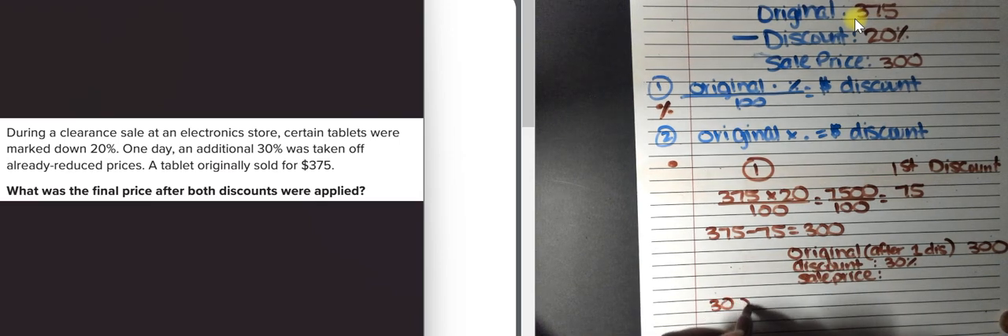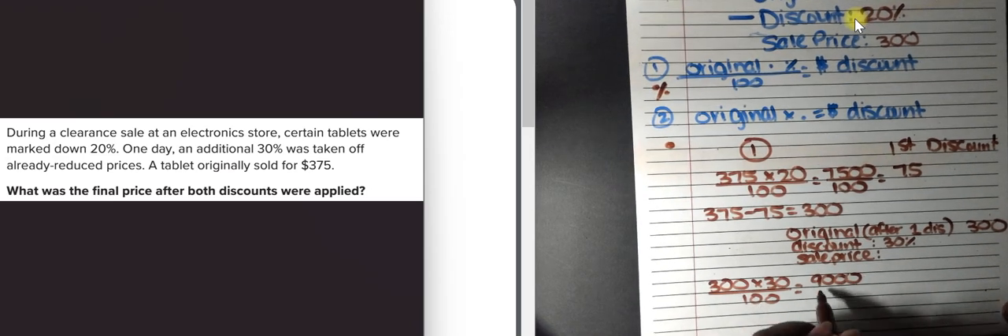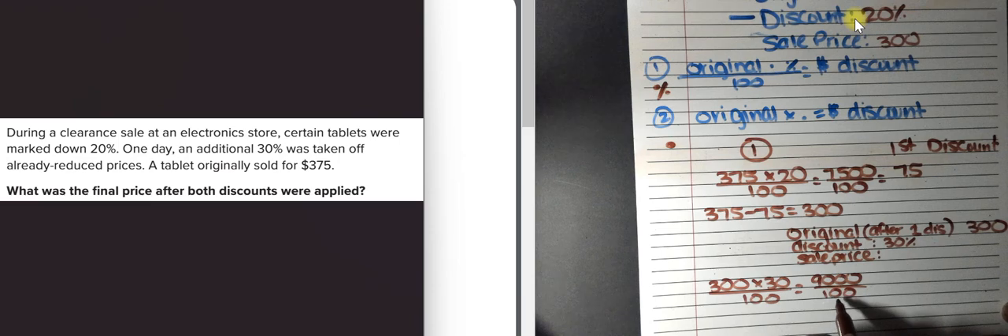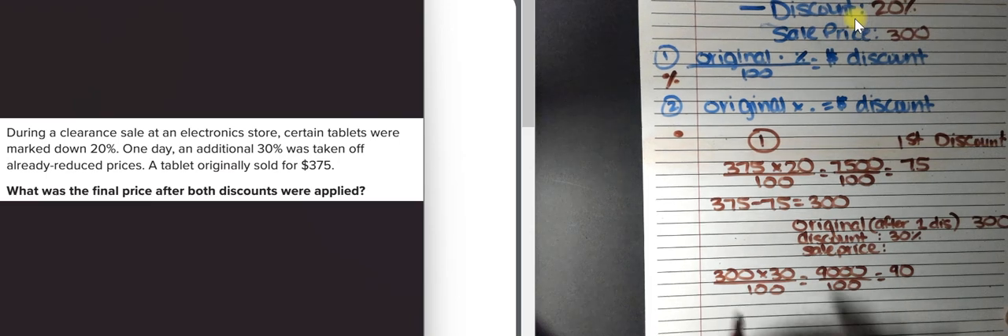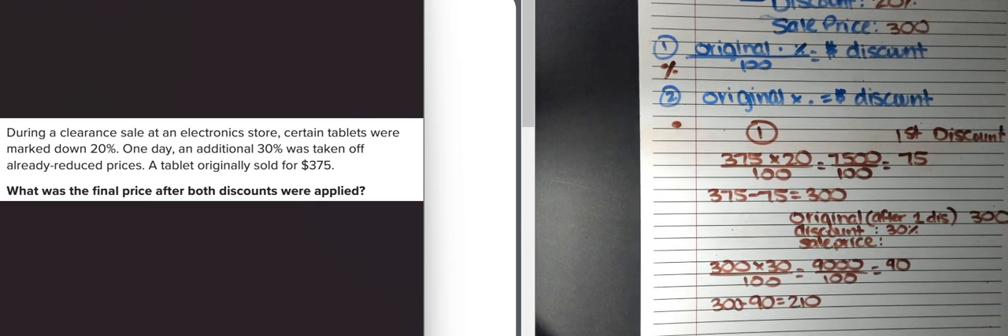So we have 300 times 30 divided by 100. I know 3 times 3 is 9, and then I see 3 zeros, so that's 9,000. Okay, and then we're going to divide that by 100. So you divide it by 100, I know that I'm going to move it 2 times. So from here, 1, 2, so that's going to be 90. Okay, so we're taking out $90. So now what I'm going to do is 300 minus 90 gives me 210. So that will be the final price that we're paying after both of those discounts have been applied.